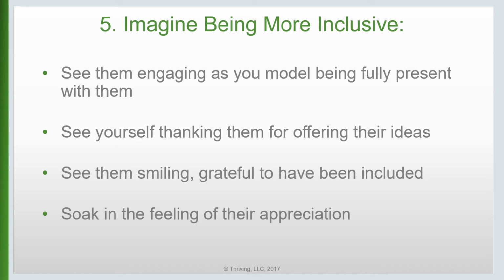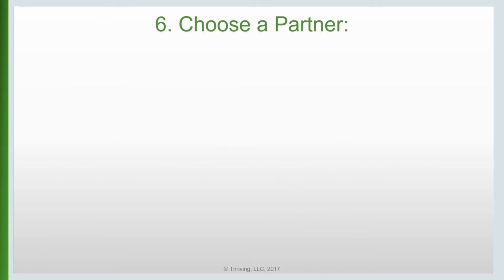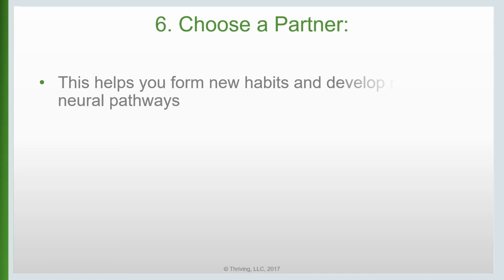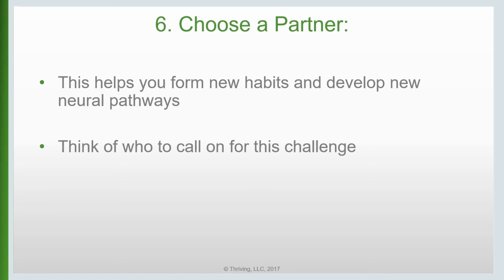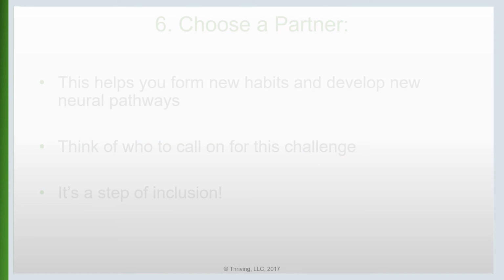All right, now, step number 6, choose a partner to help you engage in this practice. As you know by now, we really do advocate having a partner or buddy, helps you form new habits, the new neural pathways. We really do think it's essential. Think of who to call on for this challenge. I mean, this step itself could actually be an act of inclusion and give you the chance to use somebody else that maybe you haven't utilized before. Right. So this completes phase 2, and let's shift into phase 3.